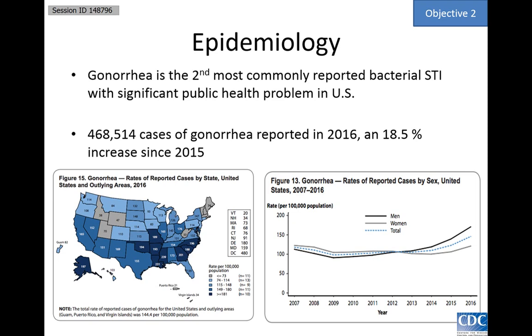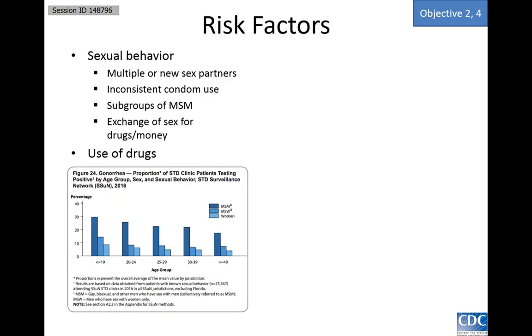Even though gonorrhea had similar rates in both men and women in the past, you can start seeing how in 2013 and 14, there's a rise in reported cases in men compared to women. Some risk factors associated with gonorrhea are sexual behaviors such as multiple or new sex partners, or even MSM. Exchange of sex for drugs or money can actually put patients at risk as well. As you can tell from this bar graph, men who have sex with men are at a higher risk for getting gonorrhea as compared to men who have sex with women or even women.